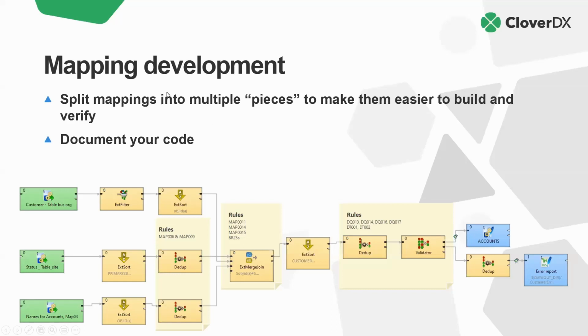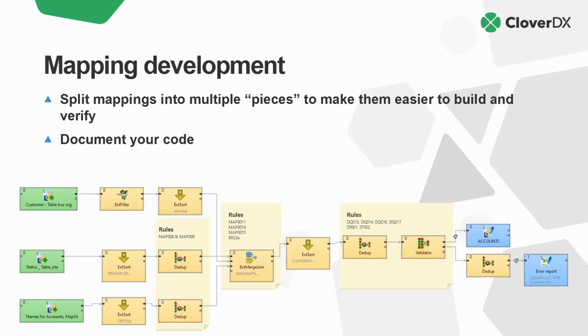So we want to split these mappings into multiple pieces that make them easier to build and verify, in a way allowing you to document your code. And the cool thing about Clover is a lot of it's self-documenting, right? It's a visual pipeline that you can turn over to someone on a team and explain pretty quickly that, hey, we're taking data from 3 different tables, we're splitting it apart, merging them together in a way that makes one cohesive entity in our target system that is an account. And all the different pieces that entail that account can clearly be seen, right? So that helps a lot with mapping development.